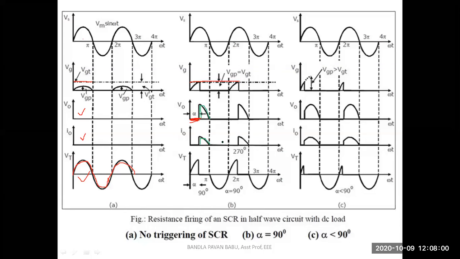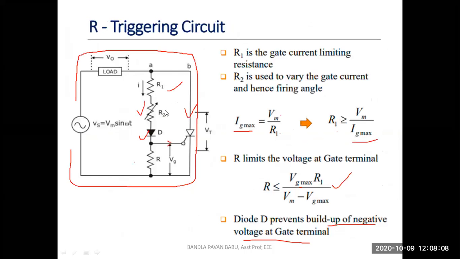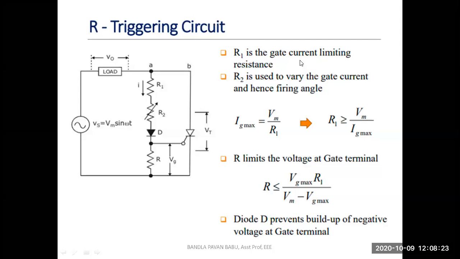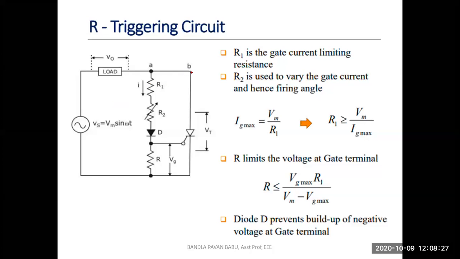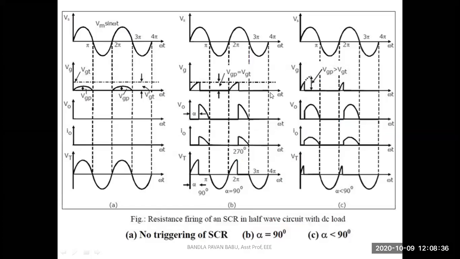So what about the negative half cycle? For the negative half cycle, the switch will not conduct, if you look at the circuit here. For the negative half cycle, the anode is negative and the cathode is positive, so it comes to the reverse bias condition. So the switch will not conduct.